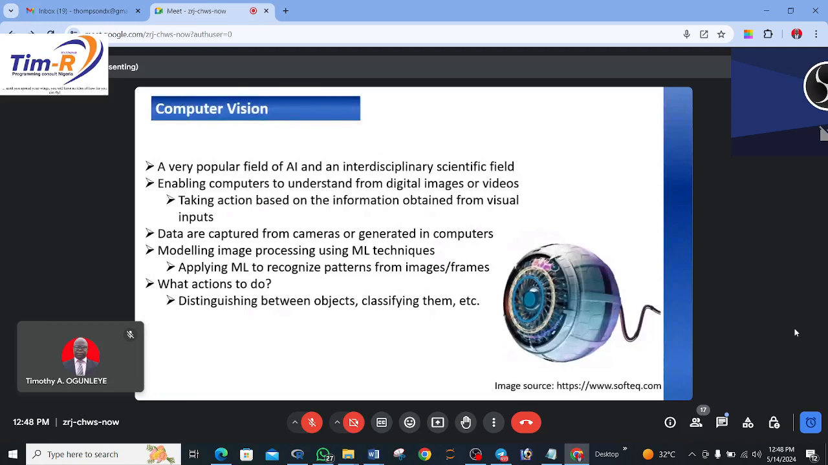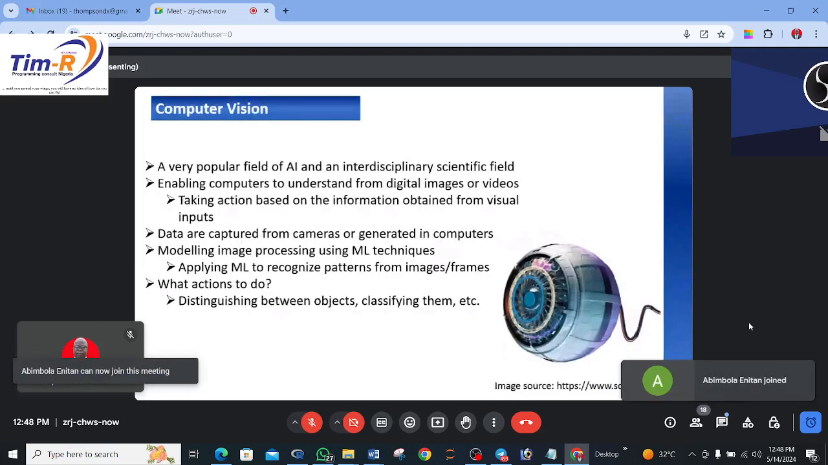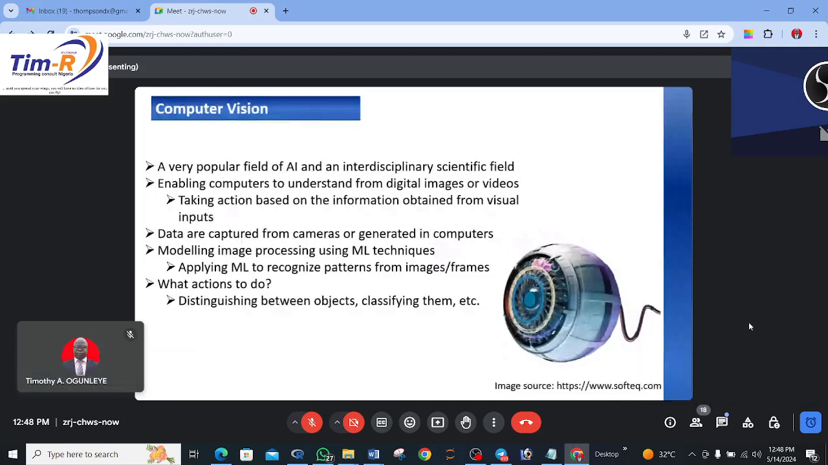Another thing about computer vision is that it helps us do modeling of image processing using machine learning techniques, and also applying machine learning to recognize patterns from images or frames. What actions to take is something generic with computer vision. Either it distinguishes between objects or classifies them, and so on. We have distinguishing, classification, segmentation, and some other things that have to do with computer vision.